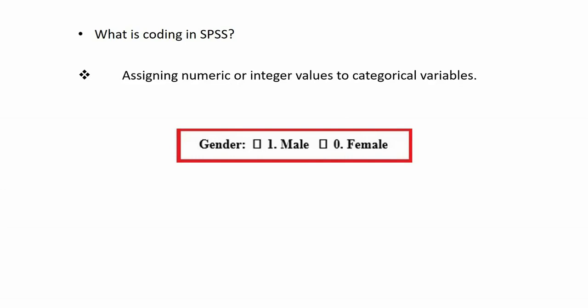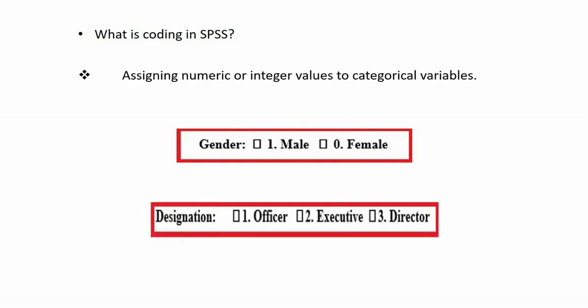If we consider another example, what is the job profile of that person? Here we are considering three types of job profile: officer, executive, and director. Accordingly, we are giving three different numbers which categorize each of them. One for officer, two for executive, three for director. Using this procedure, we can categorize all the categorical variables in SPSS or any other database.